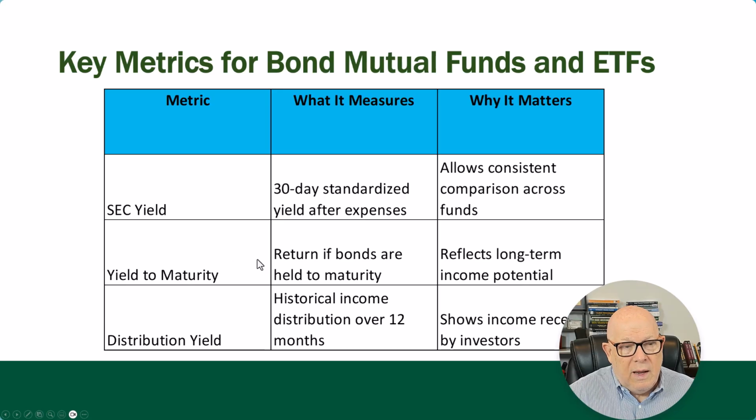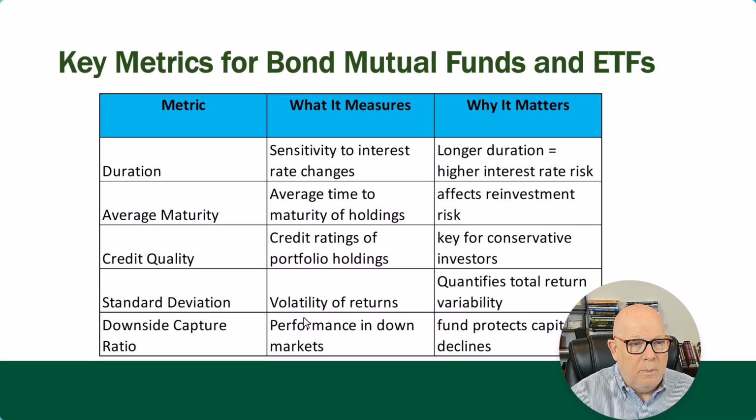More importantly, you're going to want to look at the yield to maturity. That's the percentage return you're going to get on an annual basis if you hold the bonds to maturity. So it looks at the long-term potential. The distribution yield looks at the actual dividends they paid over the last 12 months and what that is relative to the value of the fund. So a higher distribution yield means higher earnings coming from the fund on an annual basis.